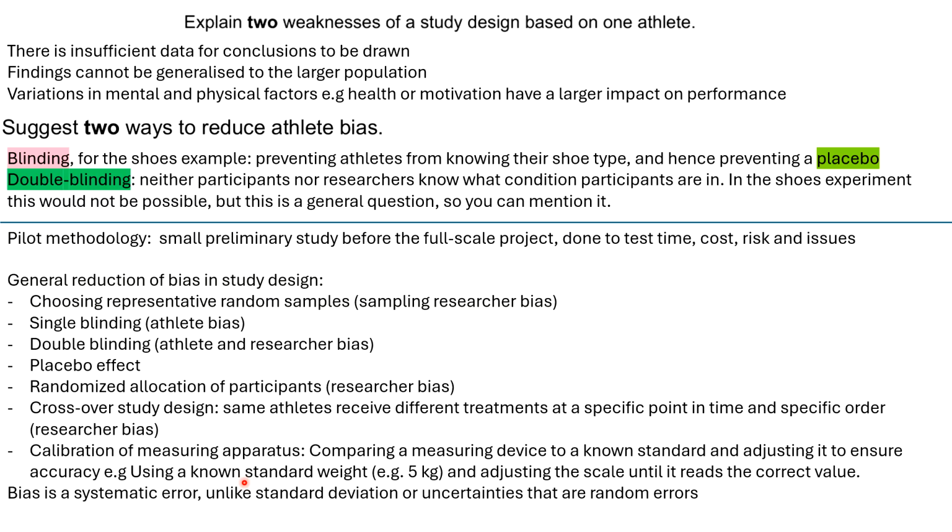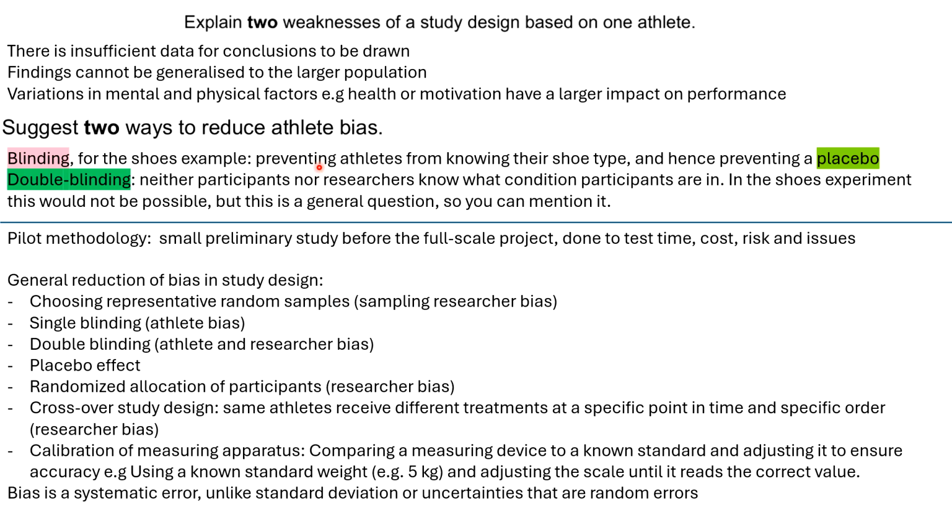So for example, if you're looking at a gas syringe and it's new and you want to calibrate it, you, for example, fill it with a certain gas where you already know the density of the gas and set the gas syringe calibrated based on that. A bias is a systematic error, whereas standard deviation or uncertainties are random errors. This is going to be important later. Now, we know how to reduce bias in study design.